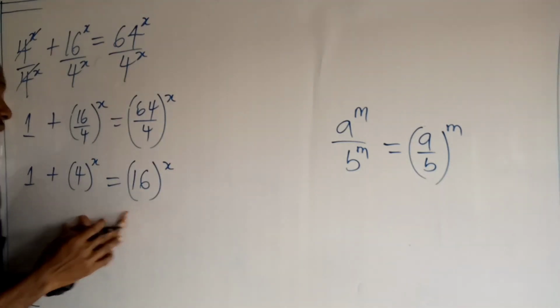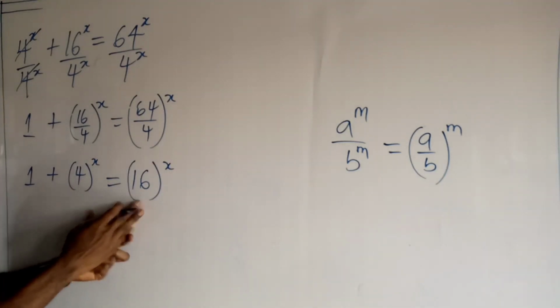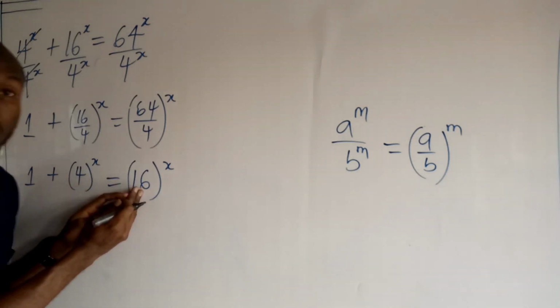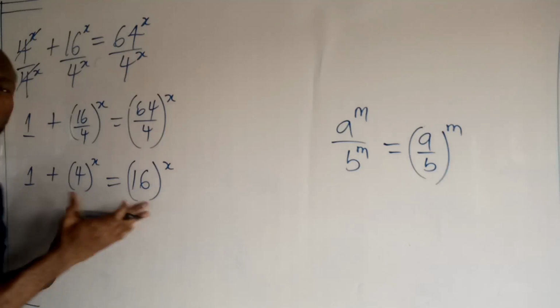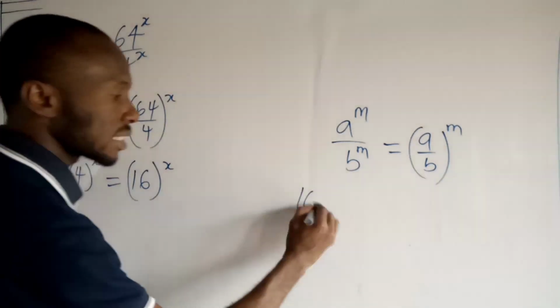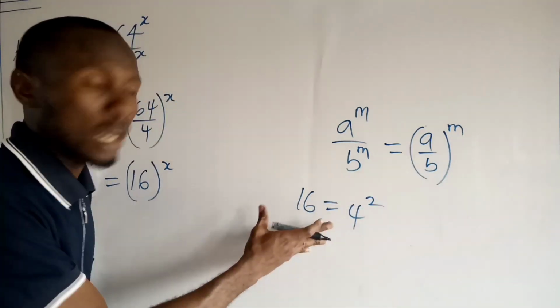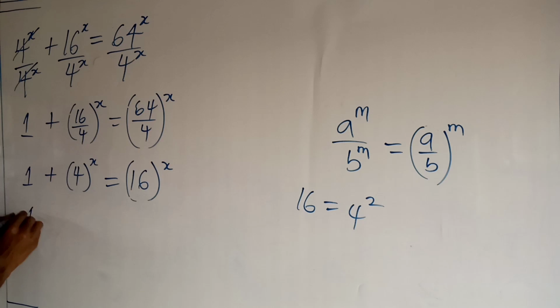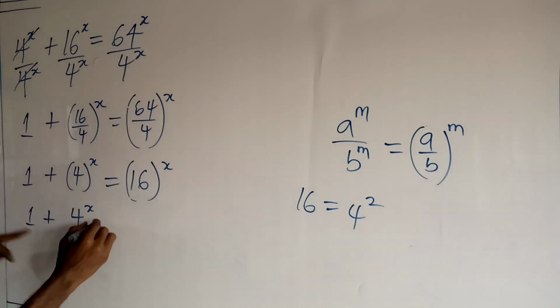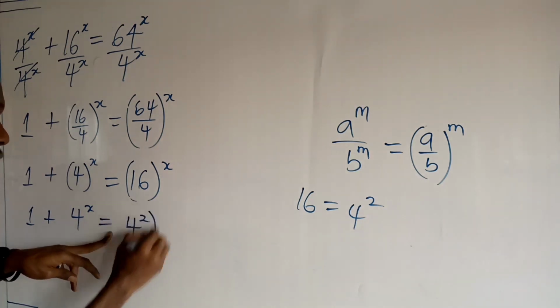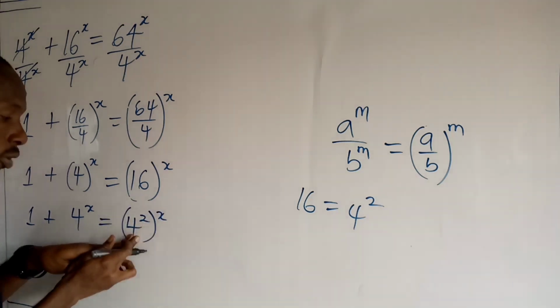Now the next thing I want to do right here is I want this to be in the base of 4, because I want to make this equation into the form of a quadratic equation. So you know 16 is the same as 4 to the power 2, right? With this idea, I'm going to transform this to become 1 plus 4 to the power x, then equal to 4 to the power 2, then all to the power x, because 4 to the power 2 is 16.